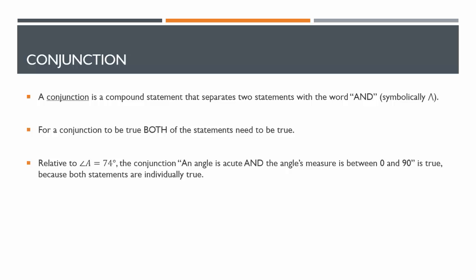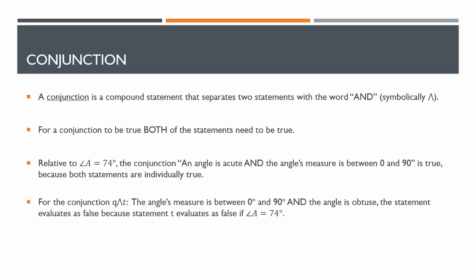When we look at the statement, an angle is acute and the angle's measure is between 0 and 90 degrees, that statement is true because both statements stand alone as true. Relative to A equals 74, the angle is acute, and relative to A equals 74, the angle measure is between 0 and 90. So as a conjunction, we can say that statement is true.